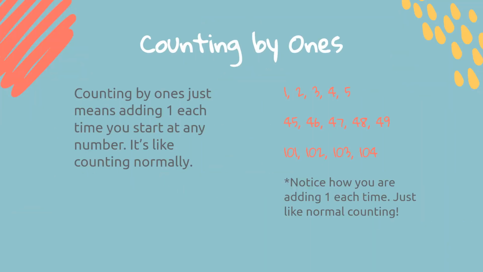So let's get started. When you're counting by ones, it just means you're adding 1 each time you start at any number. It's like counting normally, basically. Over here, we start with 1. You add 1, you get 2, 3, 4, 5. Here we have 45, 46, 47, 48, and 49. Down here's another example in case you need another reminder. Notice how you're adding 1 each time. It's just like normal counting.